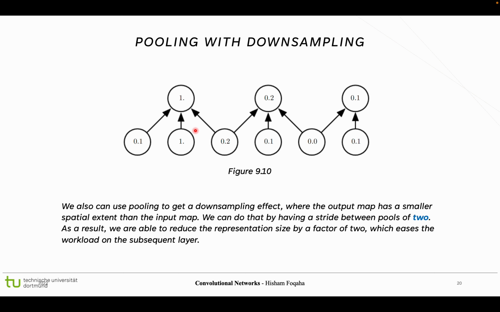So the first time we take 1 and 0.1, and we take the maximum of them, which is 1. And secondly, we move and take, for the second one, 0.2 and 1, 0.1, and so on. As a result we are able to reduce the representation size by a factor of 2, which eases the workload on the subsequent layer.